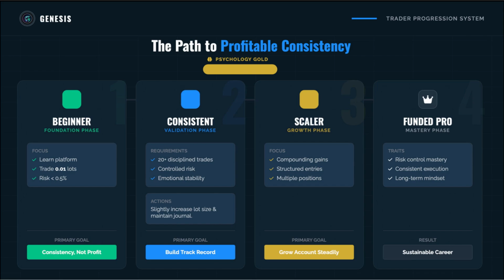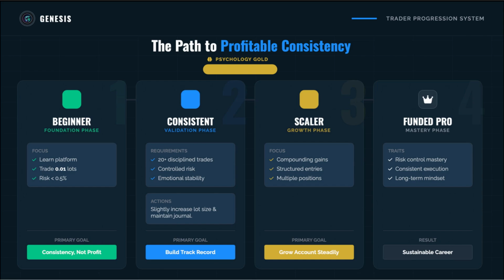This slide shows the path. Beginners need a path, or they start gambling. Phase 1 is beginner. You learn the platform, you trade 0.01 lots, and you keep risk under 0.5%. Your goal is literally written here: consistency, not profit. Phase 2 is consistent. You earn this by doing 20 plus disciplined trades, controlled risk, and emotional stability. Then you slightly increase lot size and keep journaling. Goal: build a track record. Phase 3 is scalar. Now you focus on compounding gains, structured entries, and possibly multiple positions, but still controlled. Goal: grow the account steadily.